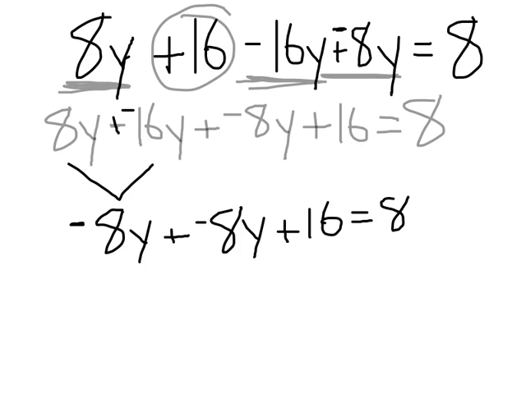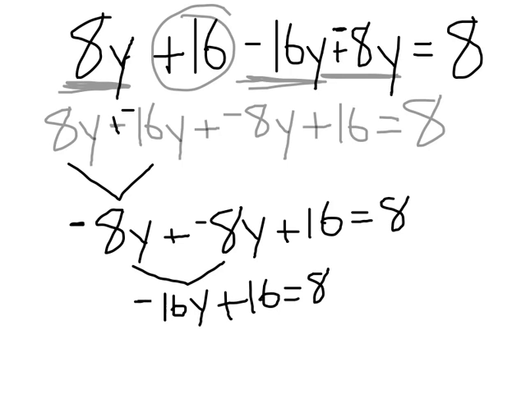Now I'm going to combine my like terms further. Negative 8y plus negative 8y is negative 16y. And I'm not going to forget everything else, so I'm going to bring down my plus. Whoops, let me make that nicer for you guys. I'm not going to forget everything else that I haven't used yet, so I'm going to bring it straight down. Now, I need to isolate my variable, so I'm going to move 16 to the other side by subtracting it.